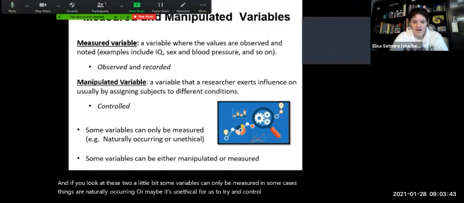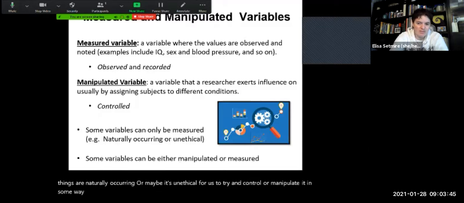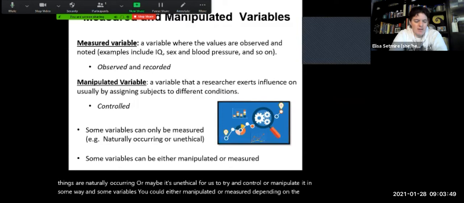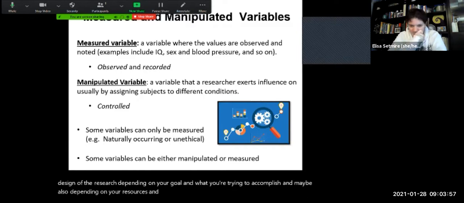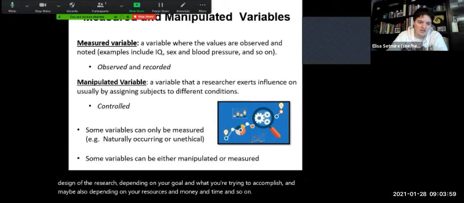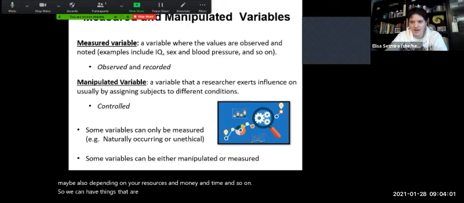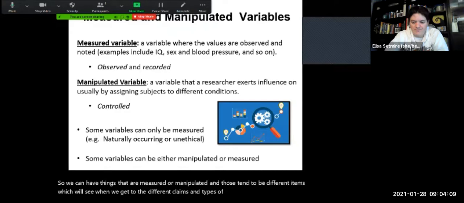And some variables you could either manipulate or measure depending on the design of the research, depending on your goal and what you're trying to accomplish, and maybe also depending on your resources and money and time and so on. So we can have things that are measured or manipulated, and those tend to be different items, which we'll see when we get to the different claims and types of conclusions that we're trying to make.